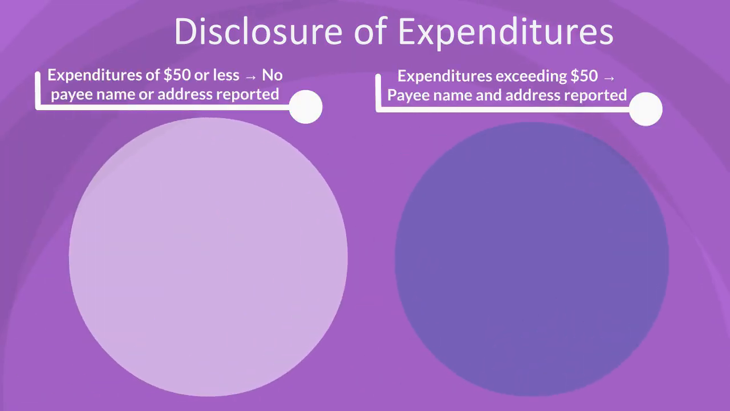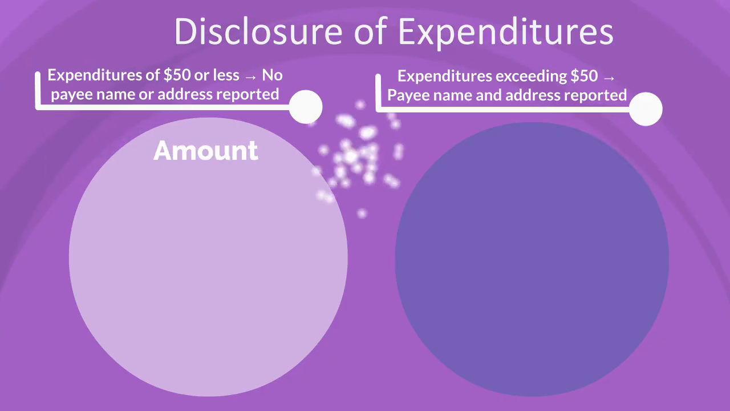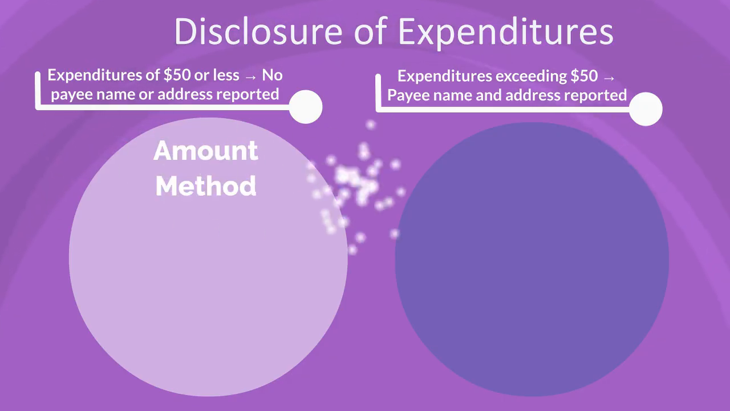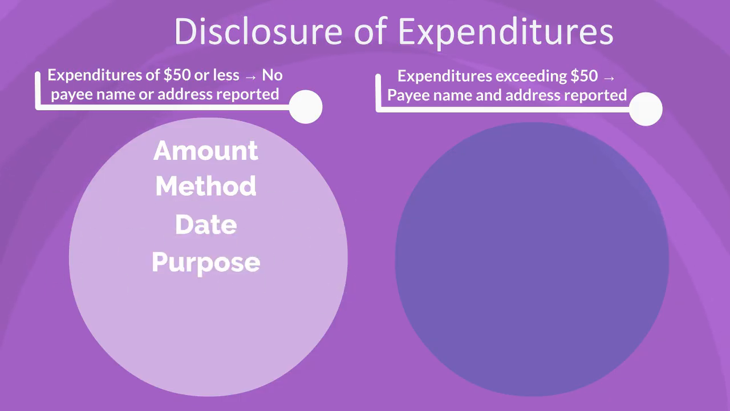How are expenditures disclosed? Expenditures of $50 or less during an election requires the amount of the expenditure, method of payment, date and purpose description, but does not require the payee's name or mailing address to be disclosed to the public. These expenditures are disclosed on the Aggregated Non-Media Expenditures Form CRO 1315.